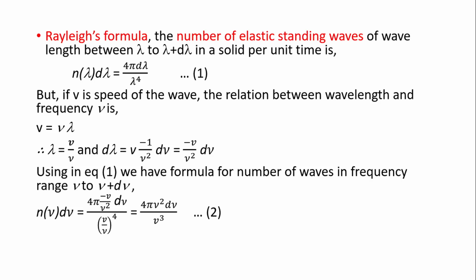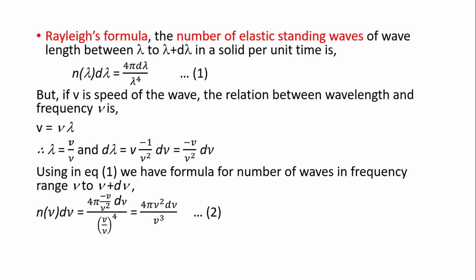Now, let us find the number of elastic standing waves in a specific wavelength range, and for that purpose we use Rayleigh's formula. According to Rayleigh's formula, the number of elastic standing waves in the wavelength region lambda to lambda plus d lambda in a solid is given by n lambda d lambda equal to 4 pi d lambda upon lambda raised to 4.